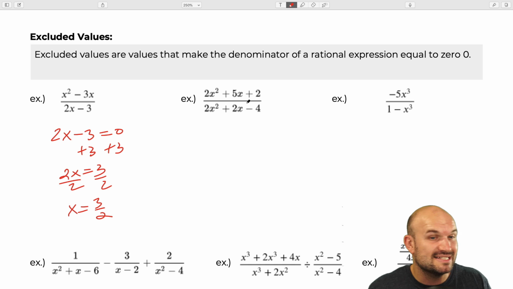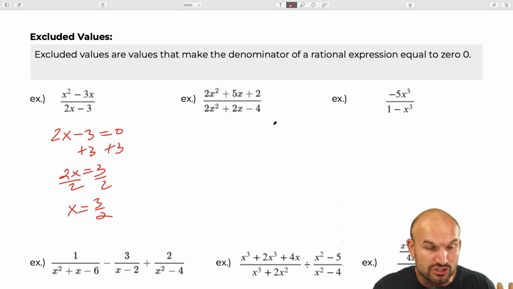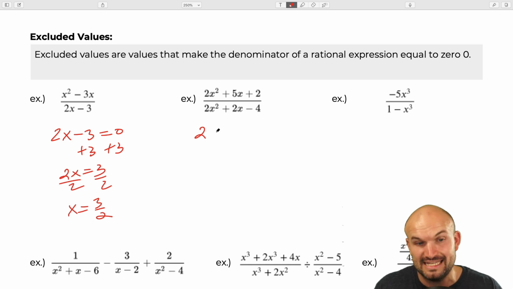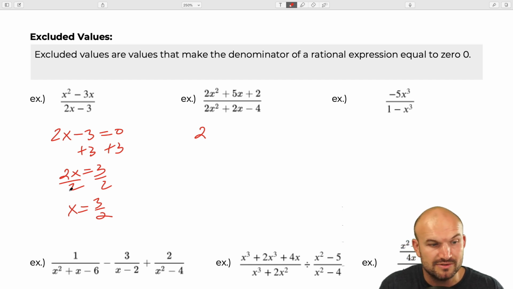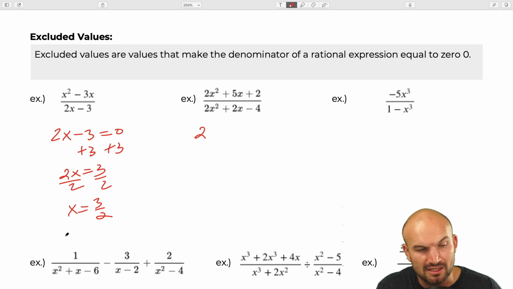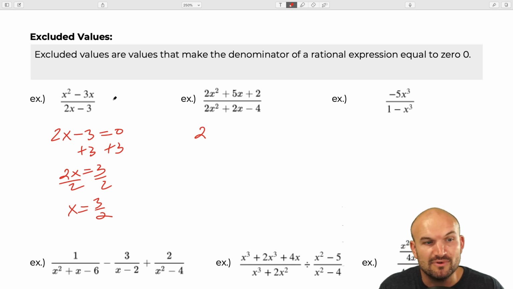Here, we're not worried if things divide out or if they don't divide out. We're just focused on setting the denominator equal to 0 and solving, because those are the values that are going to make the denominator equal to 0. So x cannot equal 3/2, right? x is not defined in the domain, okay? So x equals 3/2, but for our excluded values, in the simplified version, we'll write x cannot equal 3/2.